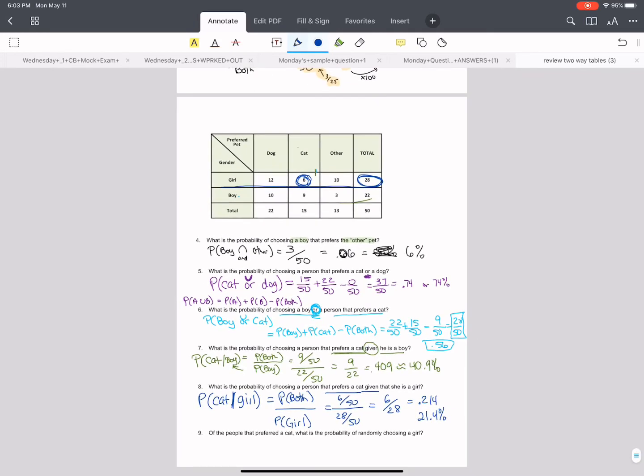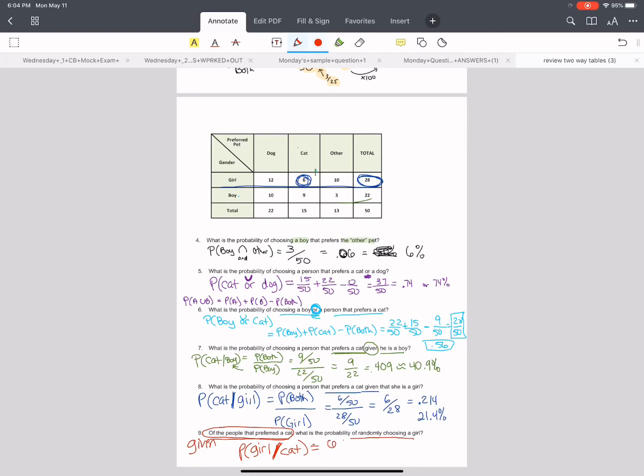And the very last one, let's see it. Of the people that prefer a cat, what is the probability of randomly choosing a girl? This time they're saying of the people that choose a cat. That's our given, you know. They just didn't write the word given. So they want to know what's the probability of choosing a girl, given that you have somebody who prefers a cat. That's how that works. So that's the probability of both, so both cat and girl, we did that already.